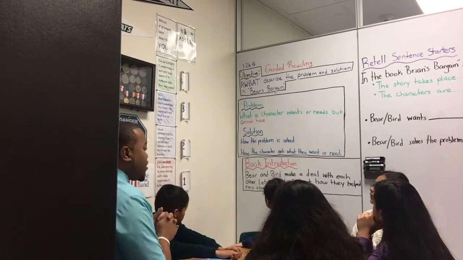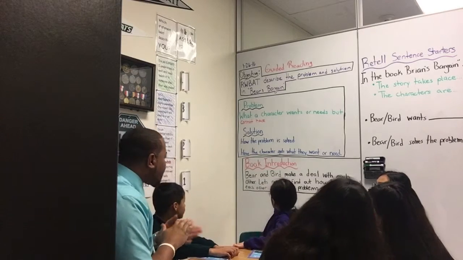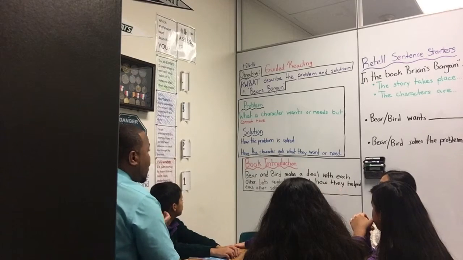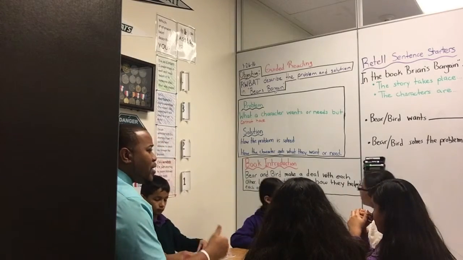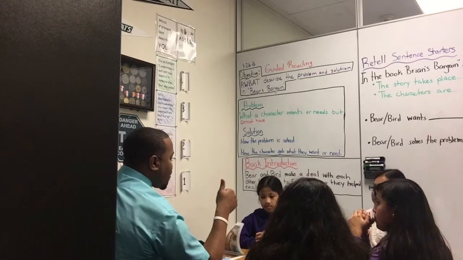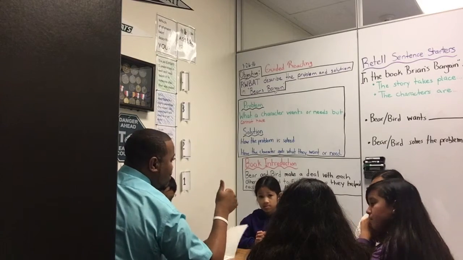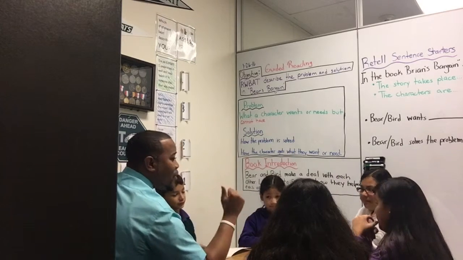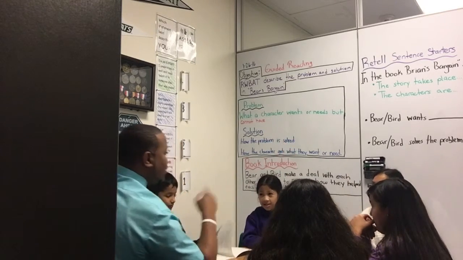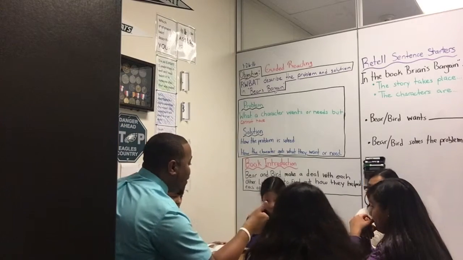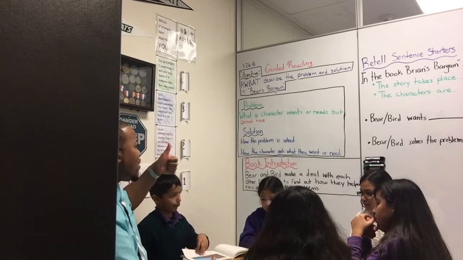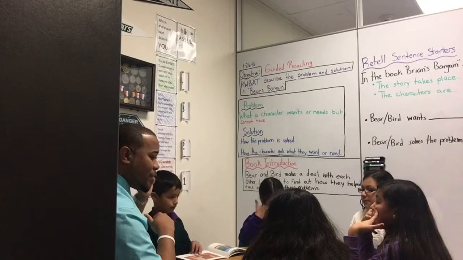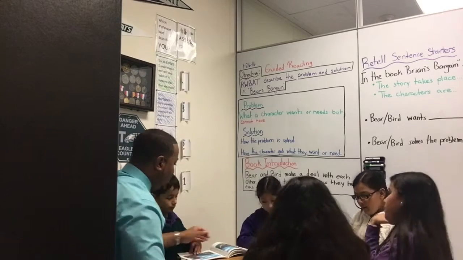So, let's take a look at our introduction quickly. Bear and Bird make a deal with each other. Let's read to find out how they helped each other solve their problems. As you read, what are the 2 things I want you to focus on? Yes. Details. What else? The problem and the what? Yes. Solution. I want you to worry about finding the problem and the solution. The problem is what these characters cannot have, and the solution is how they get what they want. Got it? All right. Let's open up to page 1.